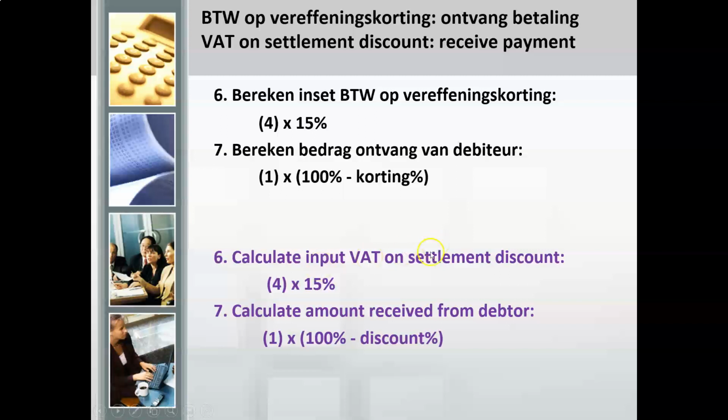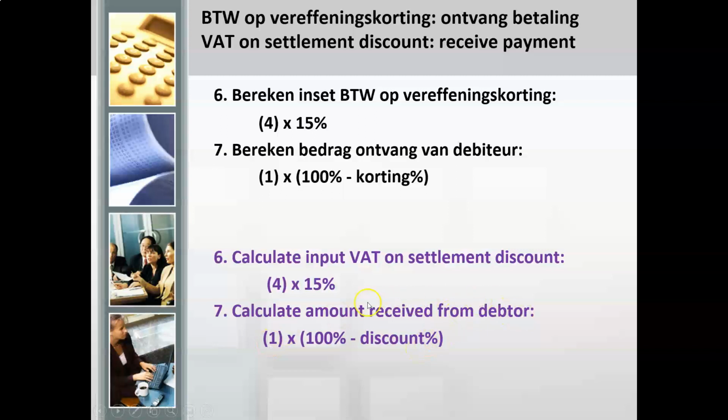Now, settlement takes place. So you're going to determine what is the settlement amount. What is the settlement amount? Let's say it's a 2% settlement discount that he is entitled to. So that would be 98%, 100% less the discount percentage, of the outstanding invoice value. That is the amount that we're going to receive from the debtor.